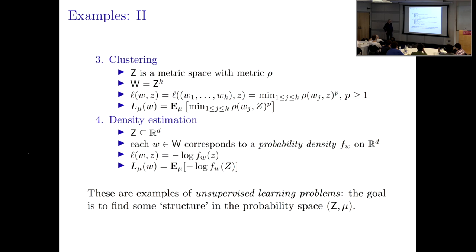Another problem is density estimation. So now suppose your Z is now a subset of d-dimensional Euclidean space, and each W corresponds to a probability density f_W. So W is some parameter of the density. In the old days, it would be like mean and variance of some parametric model. Now, again, everything is done with neural networks.